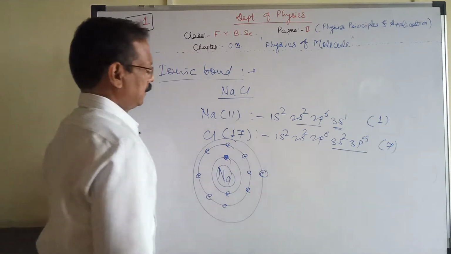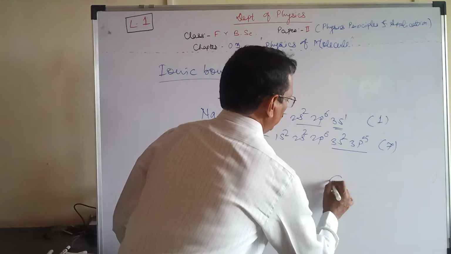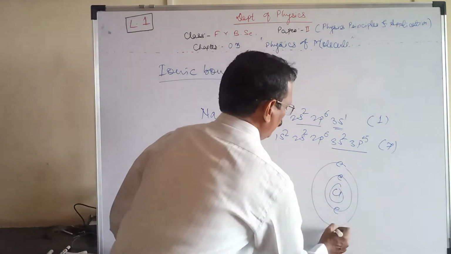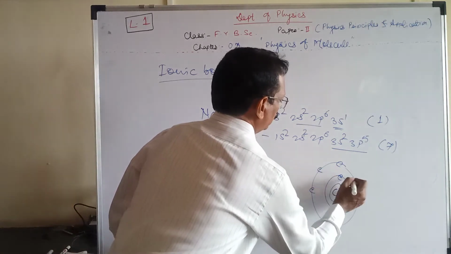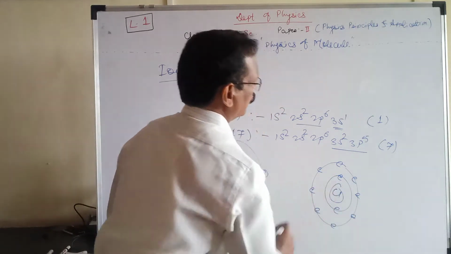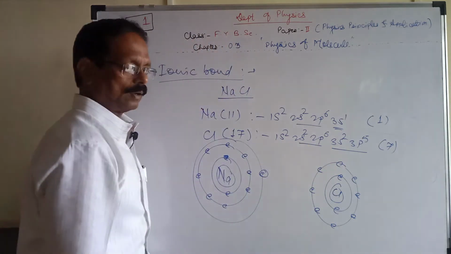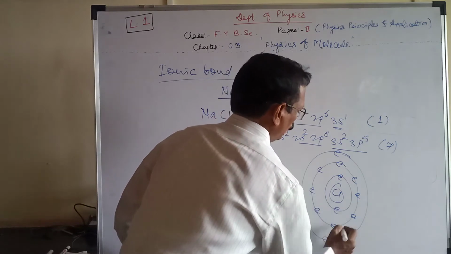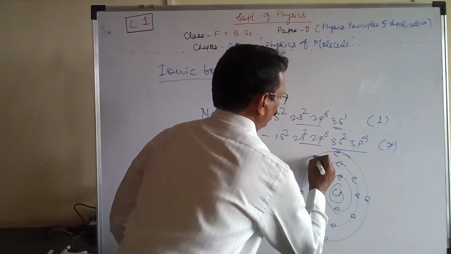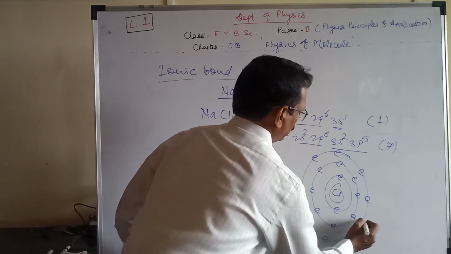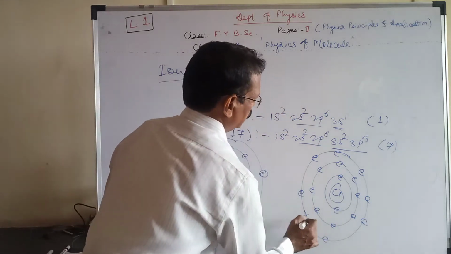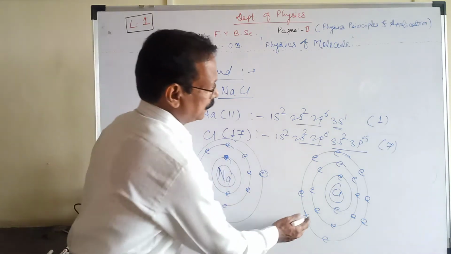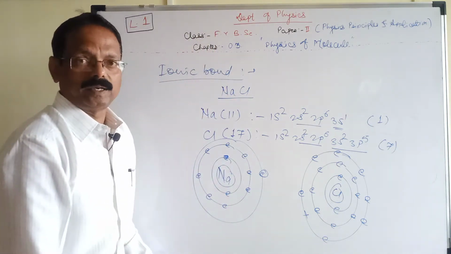Now in the case of Cl, in the first orbit there are 2 electrons. In the second orbit there are 8 electrons: 1, 2, 3, 4, 5, 6, 7 and 8. And in the last orbit there are 1, 2, 3, 4, 5, 6, 7 electrons. Here there is the absence of an electron. This is the excess electron, and the absence of an electron is nothing but a hole.